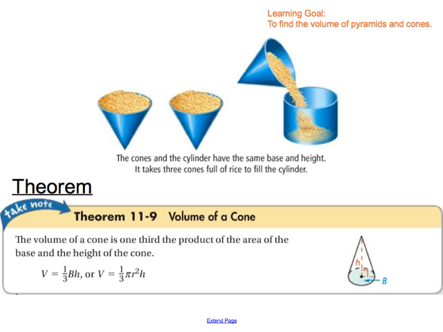So Theorem 11.9 tells us the formula for the volume of a cone. The volume of a cone is 1/3 the product of the area of the base and the height of the cone. The picture illustrates something that's very important. If we have a cylinder and a cone that has the exact same base, it would take 3 cones to fill the cylinder. So the volume of a cone is 1/3 times pi times r squared times h.